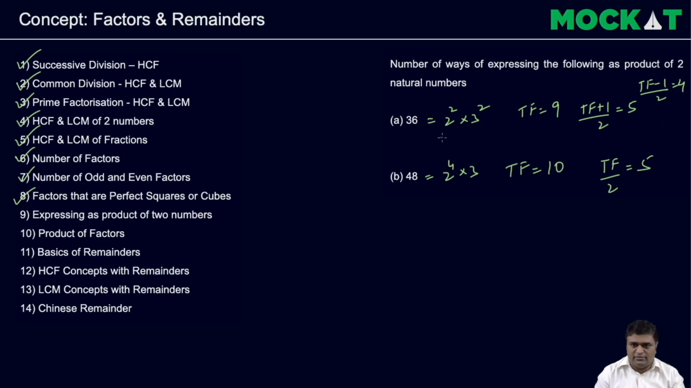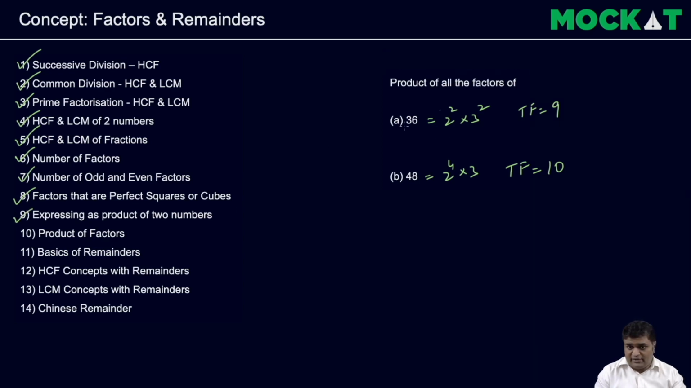Now, if you're asked to find the product of all the factors of these two numbers, once again, prime factorize and find the total factors. Once you have found the total factors, whether it's odd number of factors or even number of factors doesn't matter. The product of all the factors is the number to the power of total factors by 2, 36 to the power of 9 by 2 over here. Likewise, in this case, it's going to be 48 to the power of 10 by 2, which is 5. Do not worry about this by 2 over here. The square root of 36 is going to be a rational number, because 36 is a perfect square, and that is why you had odd number of factors. This will be taken care of.